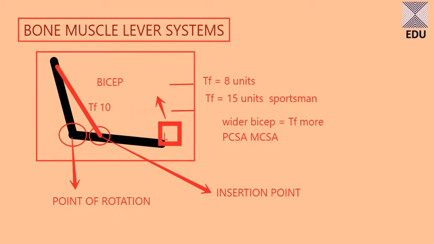So the units produced by the tensile force by this particular bone muscle lever system will depend upon the insertion point. Now the second thing which is dependent upon the insertion point is the speed of the work. This is a very important factor again: what will be the time taken to lift this particular load by the muscle lever system. So if you have a good insertion point, then the time taken will be less. This lever system will take less time to take up this particular load.